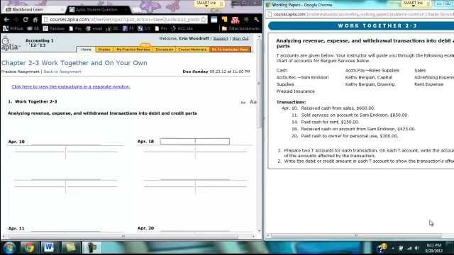Okay, taking a look at Chapter 2-3, Work Together in Aplia. I have my directions pulled up on the right here. We're just going to go through and record these transactions in T accounts.